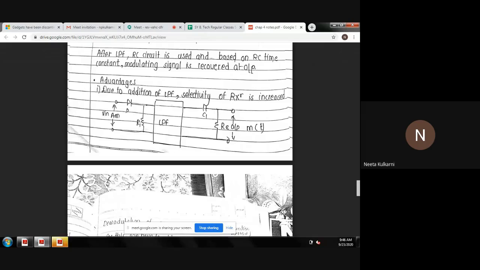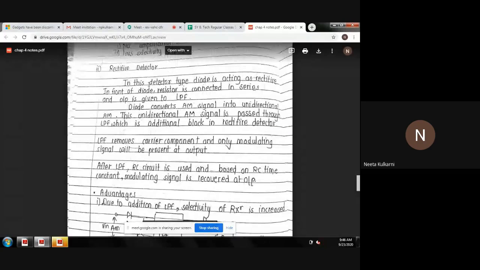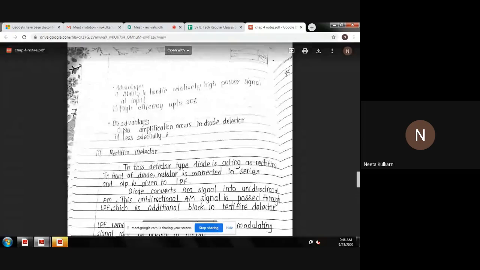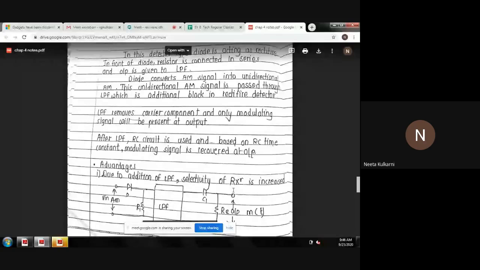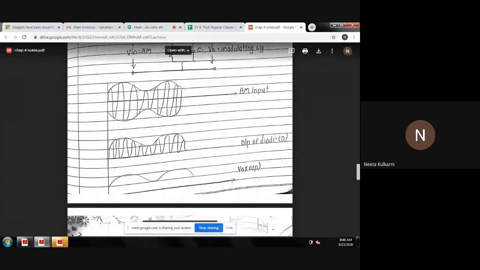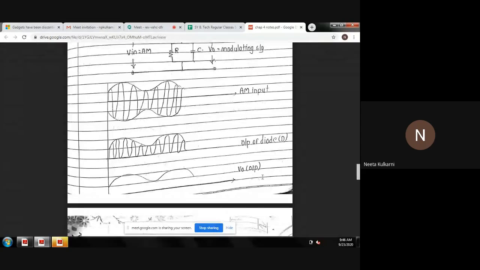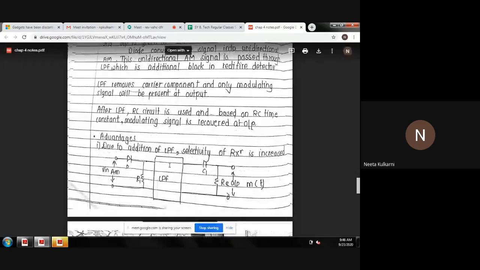फंक्शन बेसिक सेम आहे. आता इथं मी वेवफॉर्म दिलेलं नाही सेपरेटली, कारण वेवफॉर्म इट इज सेम. जर तुम्हाला रेक्टिफायर डिटेक्टर विचारला तर ही ब्लॉक डायग्राम काढायची. एक्सप्लेनेशन I will read these points once again. Explanation you have to write and the same waveforms you have to draw. AM input, output of diode and VO, that is the final output. किंवा इथे जर आपण M of T notation वापरलं असेल तर same notation you have to use for the output waveform. Okay? Understood the function of rectifier detector?